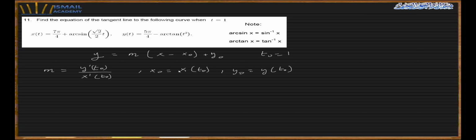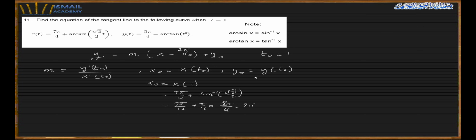So what I need to do is find out what my x0 and y0 are. x0 is x of 1, so I substitute 1 here, and it's going to be 7 pi over 4 plus sine inverse of square root of 2 over 2, and this is pi over 4. It's going to be 7 pi over 4 plus pi over 4, which is 8 pi over 4, which is 2 pi. So my x0 is 2 pi.